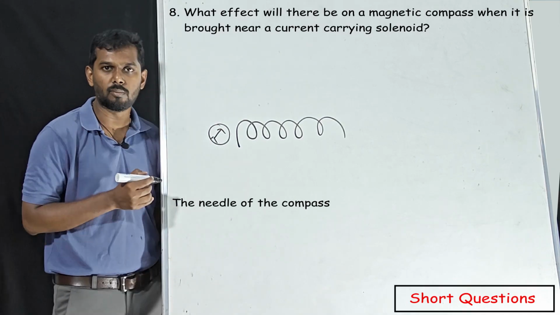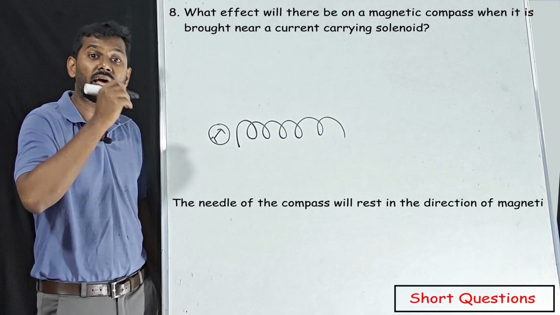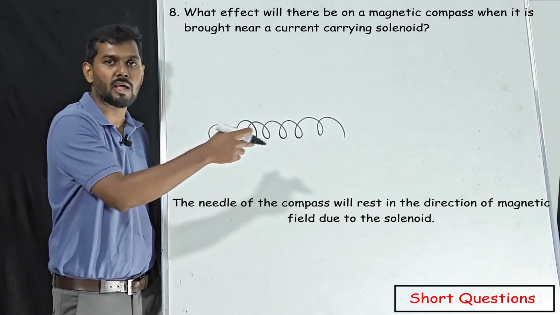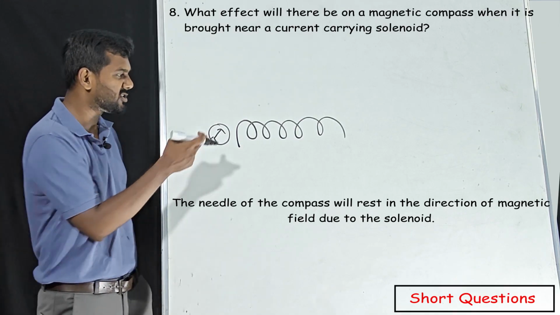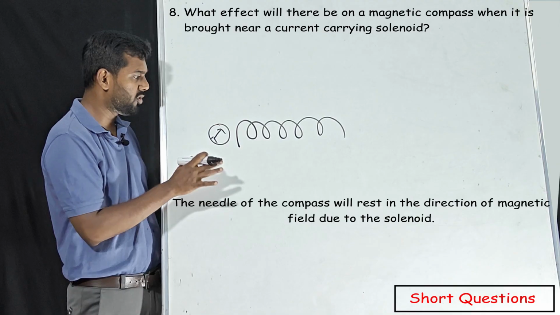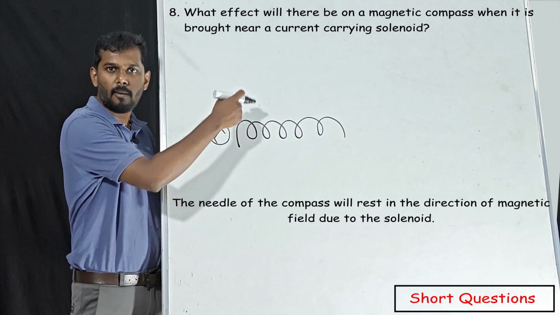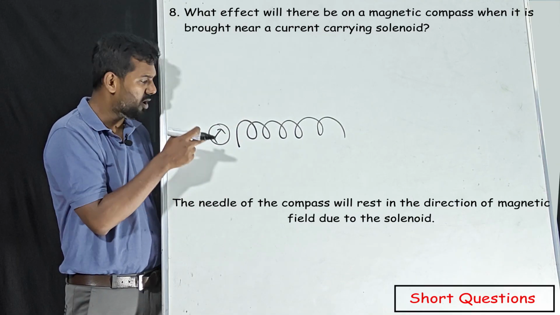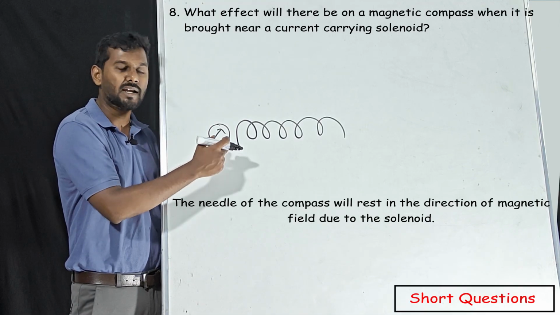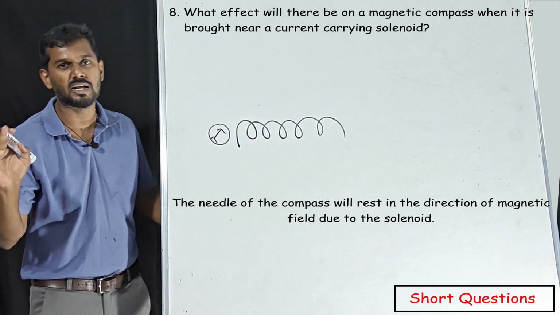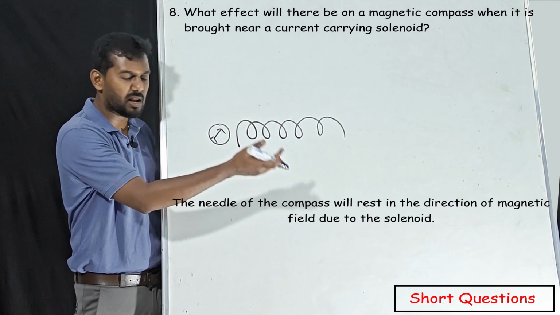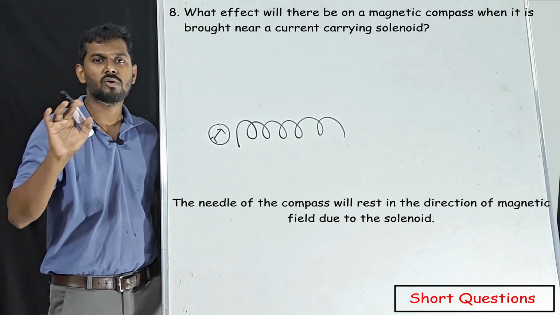The needle of the compass rests in the direction of the magnetic field in a solenoid. We don't know the direction of the magnetic field in a solenoid because it is not specified in the question or the diagram is not given. So we cannot find the direction of the magnetic field in a solenoid. So the needle of the compass rests in the direction of the magnetic field in a solenoid. That's it. Whatever the magnetic field direction is, the needle is going to rest in the same direction.